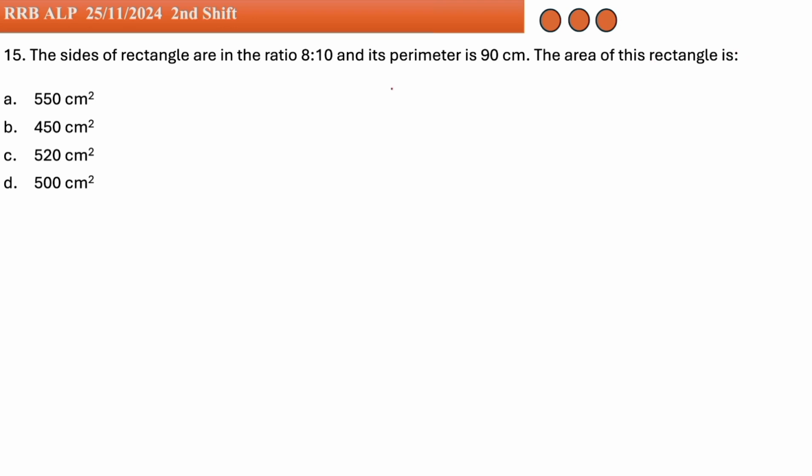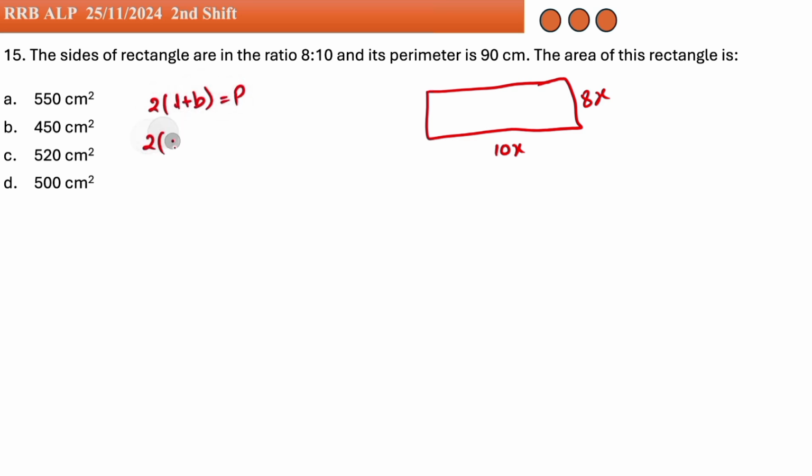The area of the rectangle is, if this is a rectangle and its length is 10x and breadth is 8x, so perimeter is 90 centimeter. We know the perimeter formula is 2 times length plus breadth. Substituting here, 10x plus 8x gives 90. 2 ones are 2, 2 45s are 90. So 10 plus 8 is 18.